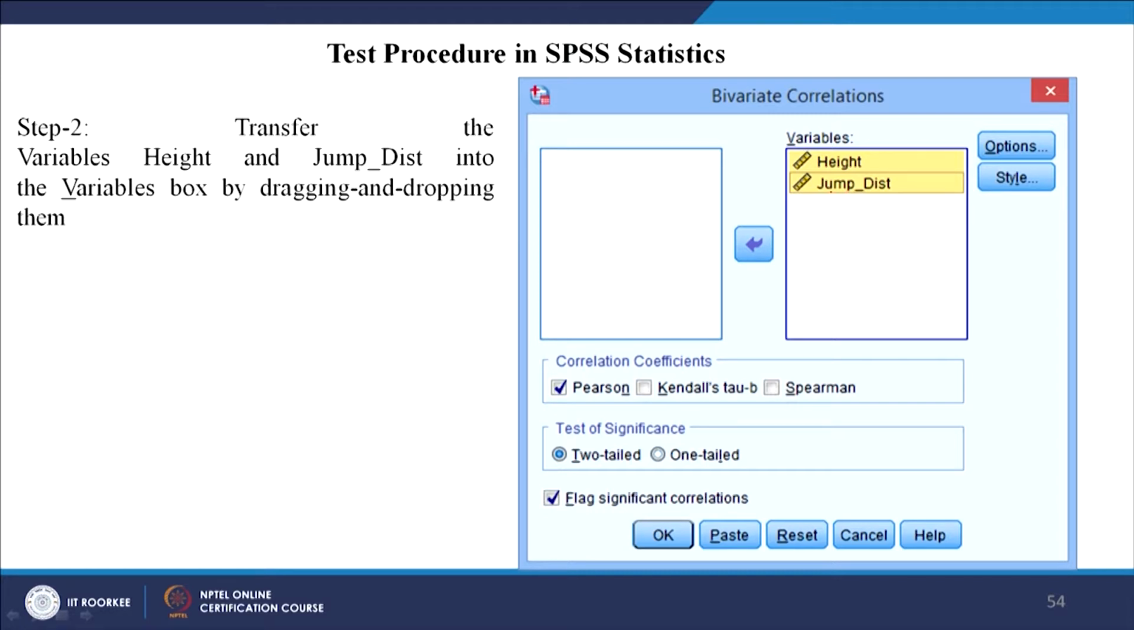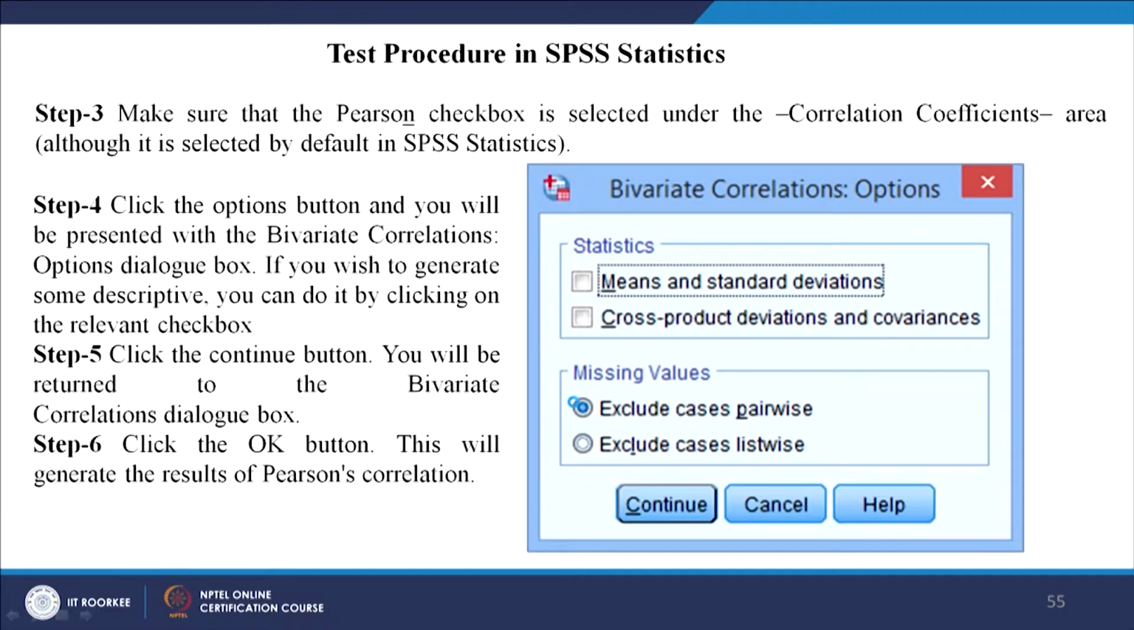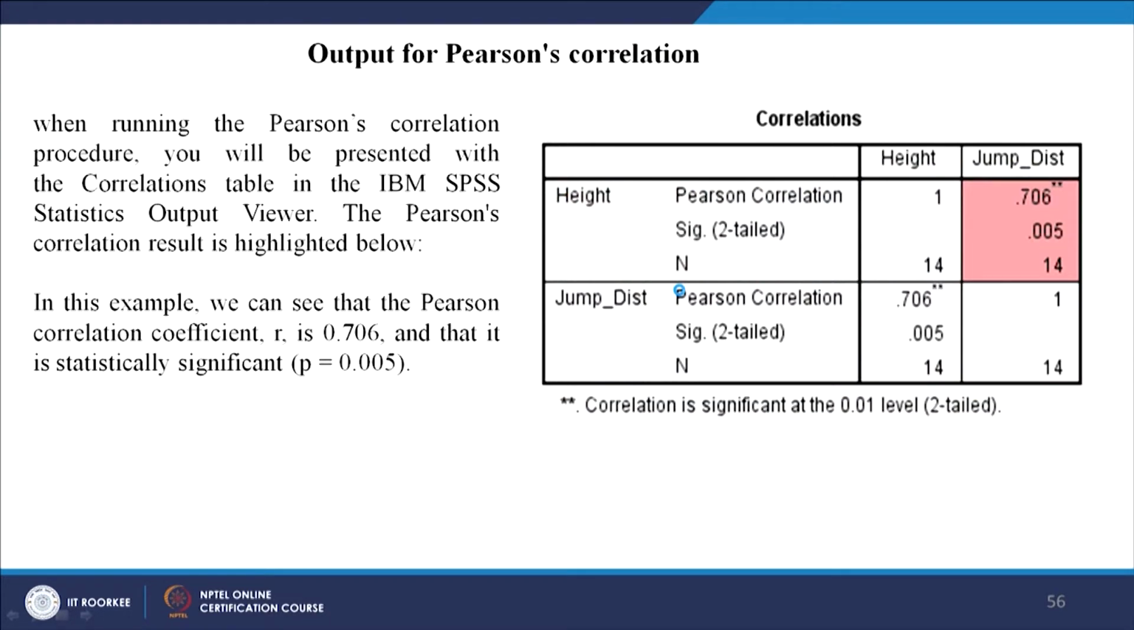So, height, and suppose the jumping distance, in this example. And what is the tail, you have to take, right. Then you have to go for this and see whether you require the mean and standard deviation or not, all these things. Okay. Let me show you here first, then we will try to analyze.